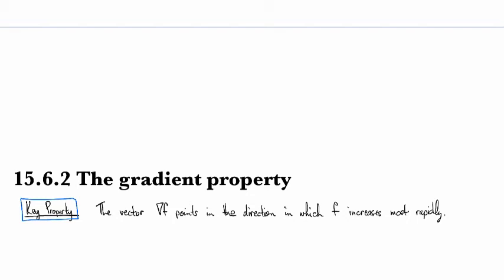So the key property of the gradient is that it gives you the vector that points in the direction in which the function increases most rapidly. All right, so that's what makes it so useful. Now, let's just look at a couple things. First off, direction. In this class, a direction is always a unit vector.